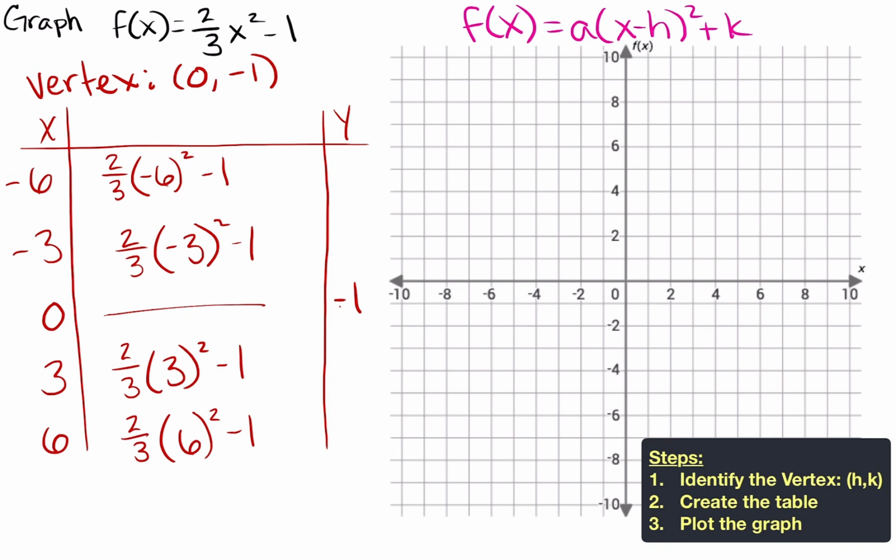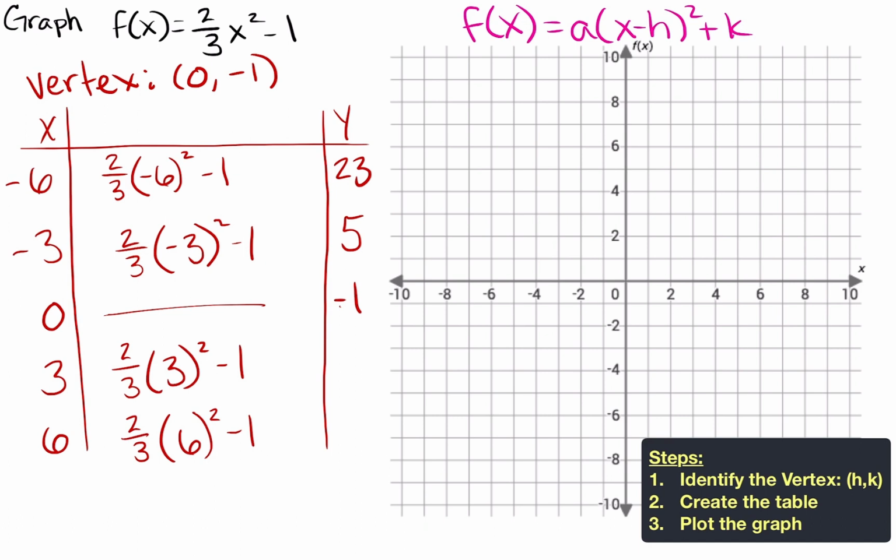Okay? So when we put this in a calculator, we get -6 squared for the first row is equal to 36. 36 times 2/3 is going to be 24 minus 1, so we get 23. Okay. And then we get -3 squared, which is 9. 9 times 2/3 is going to be 6. Minus 1, we get 5.